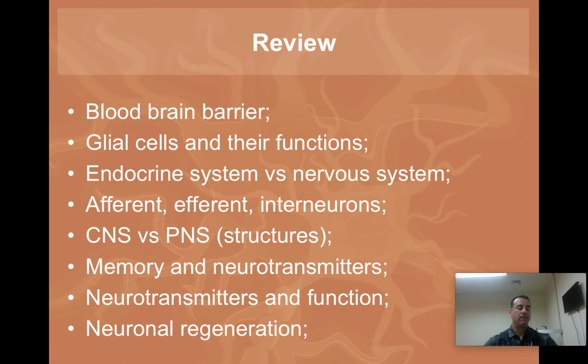Neuronal regeneration, I think is a good explanation of that in the textbook. So be familiar with those different, basically how it works, how it happens.